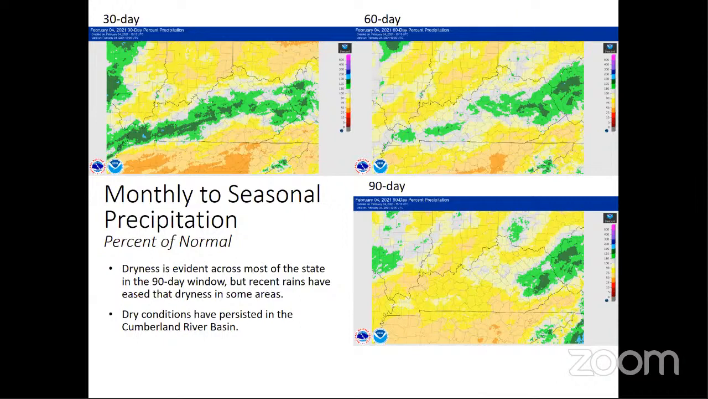If you know the drainage basin of the Cumberland River, with headwaters in southeastern Kentucky and then flowing down into Tennessee through Nashville and then back up into western Kentucky, that area has remained persistently dry through the 30, 60, and 90-day periods. So if we're looking at hydrologic conditions and drainage basins, that would be something to keep an eye on as a leading indicator, perhaps, if we see the development of dry conditions going forward.